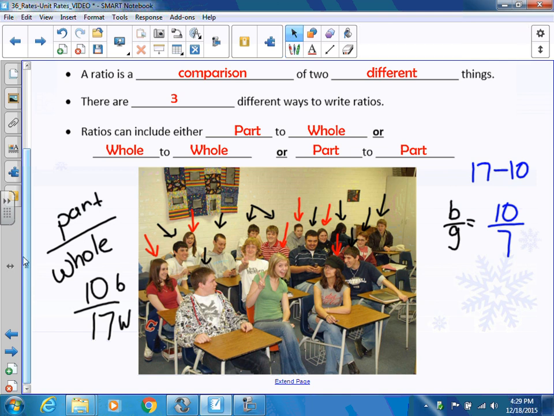I could also compare whole classes. I could say how much is in Mrs. Inquist's class versus Mrs. Guzman's class, or how many is in Mrs. Gladwell's class versus Miss Westmoreland's class, and compare them that way. That's whole to whole.